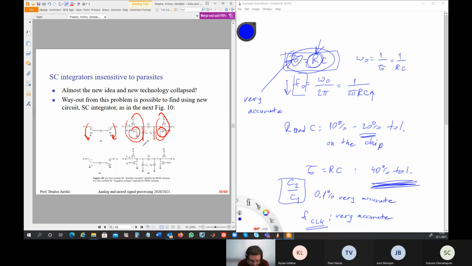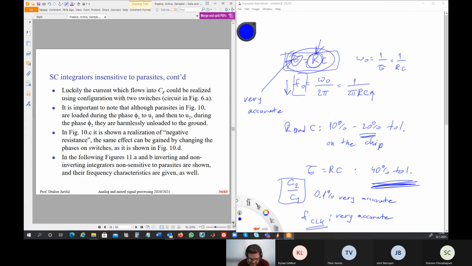If you change Phi1 and Phi2, then you have this form. You will see that this will be positive and negative resistor, and the parasites don't exist. So this was the solution. Luckily, the current which flows into CF could be realized using configuration with 2 switches. It's important to know that although parasites in figure 10 are loaded during the phase of V1 to U1 and then to U2 during the phase V2, they are harmlessly unloaded to the ground. So you can have positive and negative.